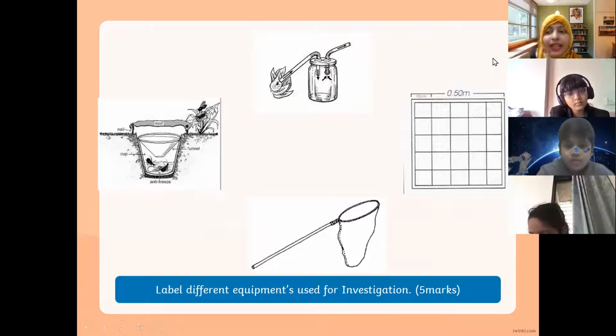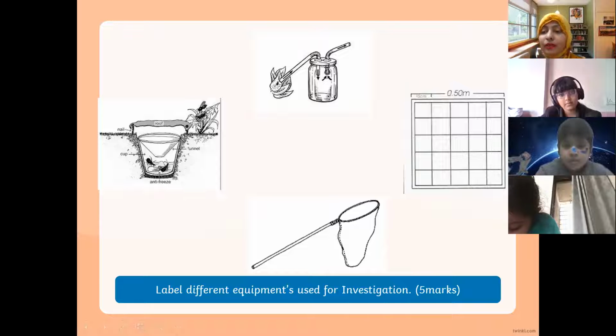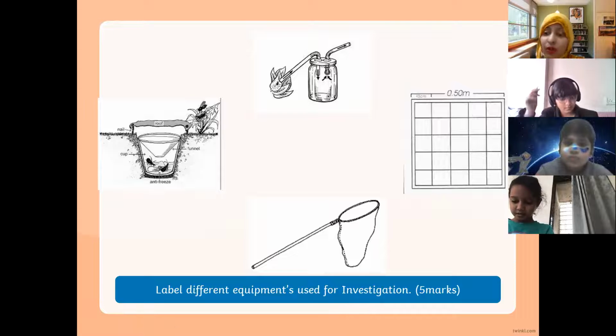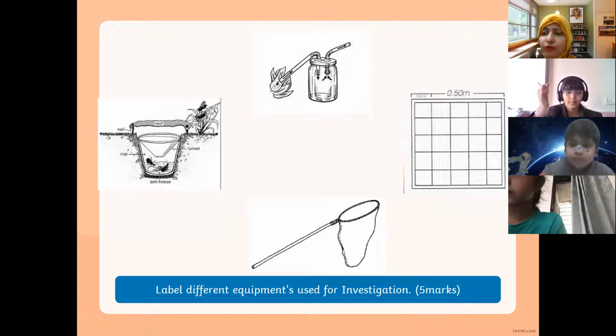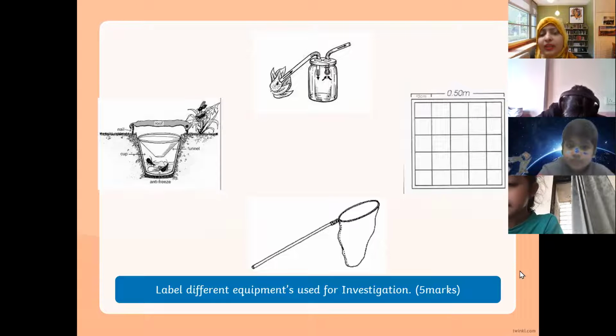Wait, I'll come to you. Let me listen to Mariam, then I'll come to you. Yes, Mariam, what are you saying? Because I accidentally drew the quadrant. Okay, that's all right. You start with it, but you don't have to. You don't need to draw. You just write the name.